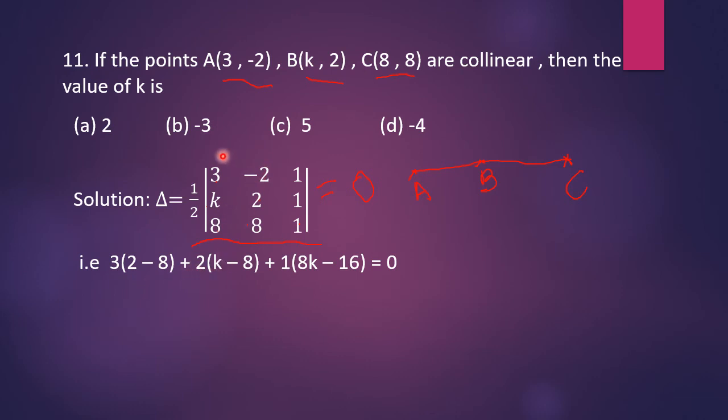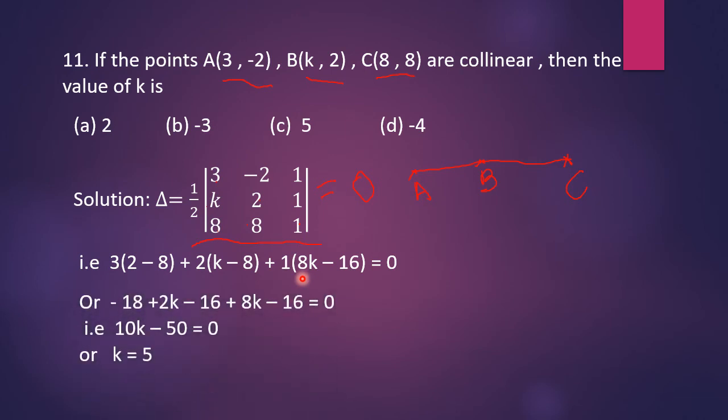Delete the first row and second column, you will get the determinant k, 1, 8, 1. So evaluation of that is k minus 8. Plus the last entry: delete the first row and third column, you will get a determinant. Evaluation of that is 8k minus 16. So after simplification you will get this, or 10k is equal to 50, or the value of k is equal to 5. So that is the option C here.